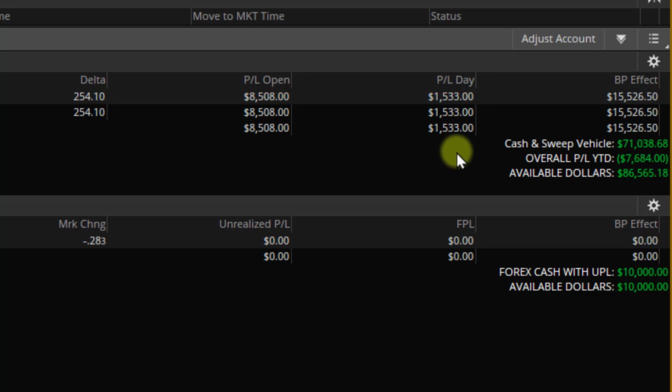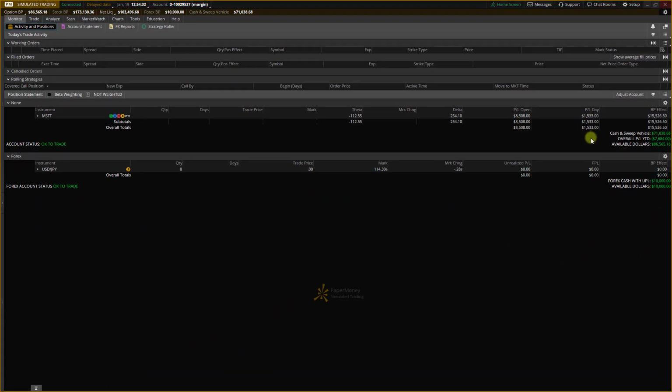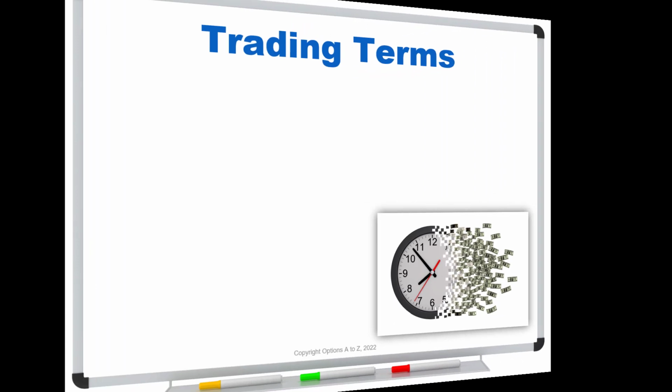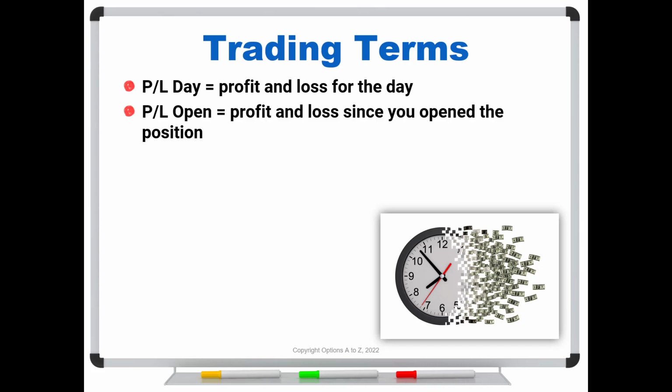Well, they look kind of cryptic, but they're actually very easy. And here's how you make sense of them. They're very simply just trading terms, and P&L day means your profit and loss for the day, and P&L open means your profit and loss since you opened the position.